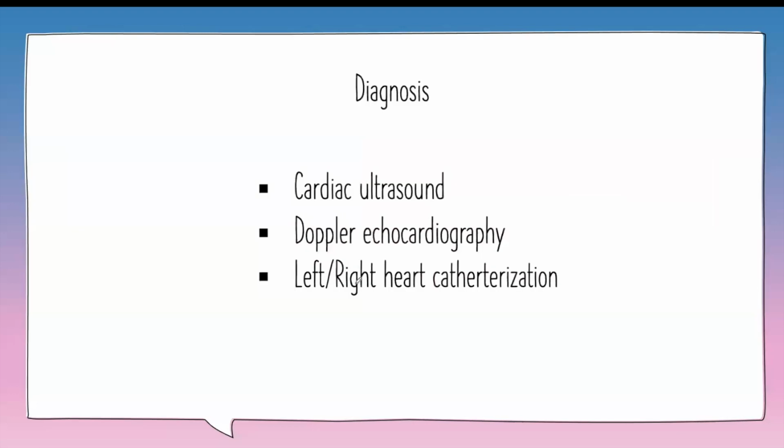Diagnosis. So you have the cardiac ultrasound, which shows thickening and calcification of the aortic valve along with any malformations that may be present on the valve. You have the Doppler echocardiography, which determines the amount of flow through the aortic valve and the pressure gradient between the left ventricle and the aorta. This is important in determining the type of treatment for aortic stenosis. Lastly, you have the left and right heart catheterization. This is the gold standard if Doppler is indeterminate. This determines the pressure difference on either side of the aortic valve, revealing any restrictions.